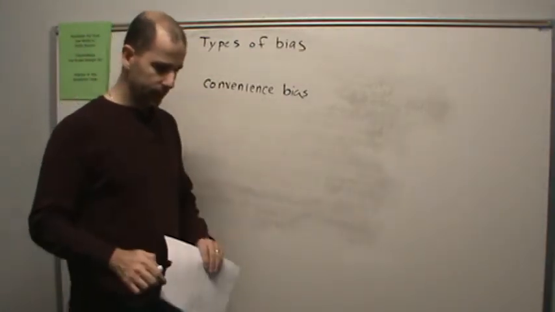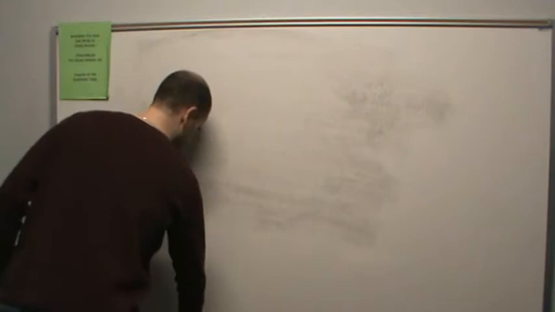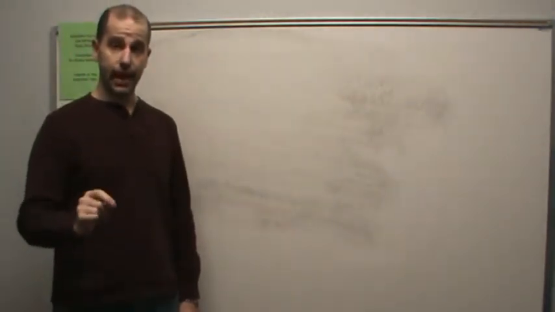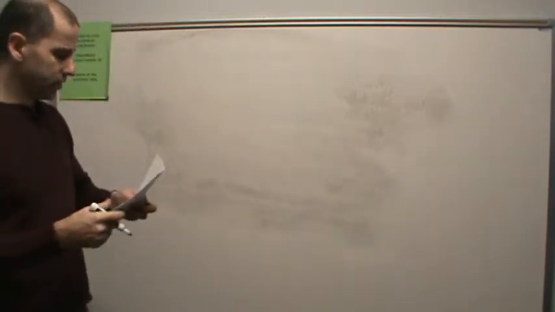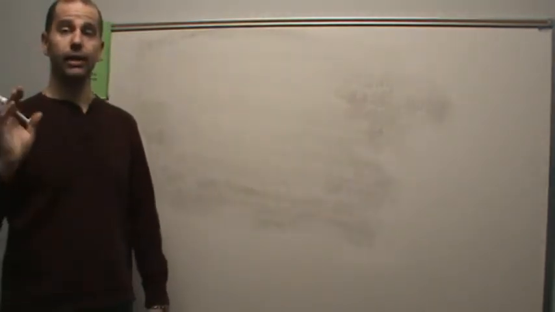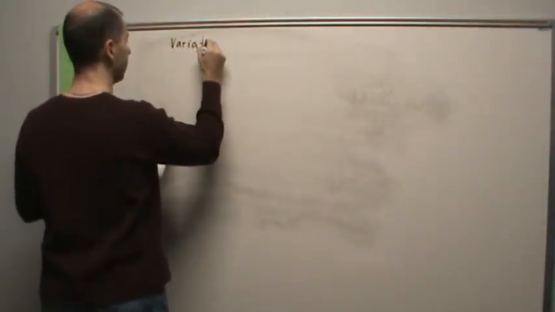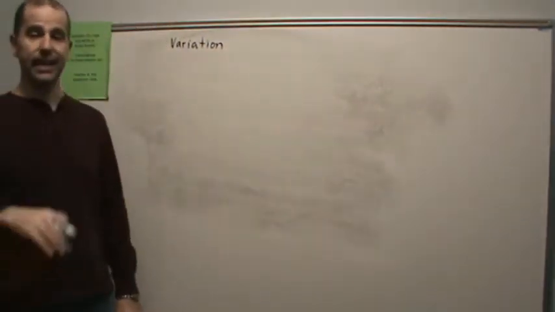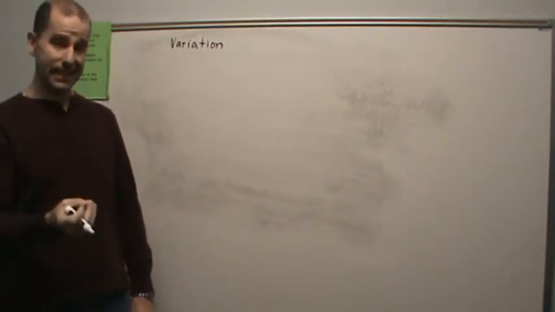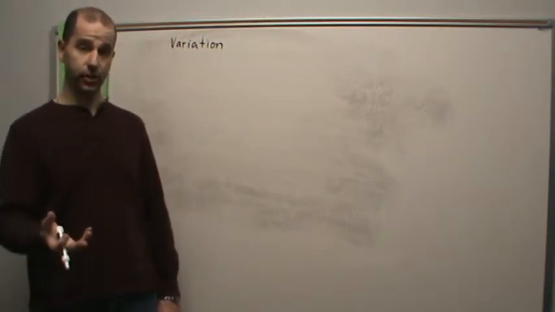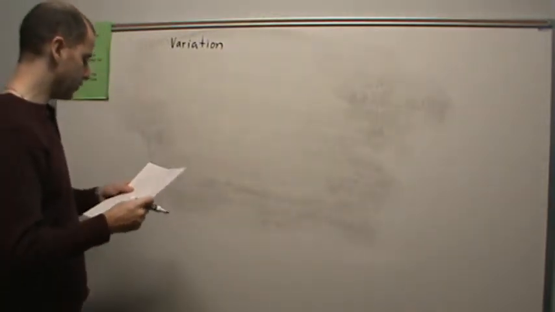Now let's change topics and talk about variation. We talked about sampling, we talked about sampling methods, we talked about bias. Now let's talk about variation. Variation is present in all data and samples. What is variation? Variation is the fact that as I take sample after sample from a population, the statistics are going to change. That's the variation. And there's natural variation in all sampling methods. That's the sampling error. You're going to have natural variation.